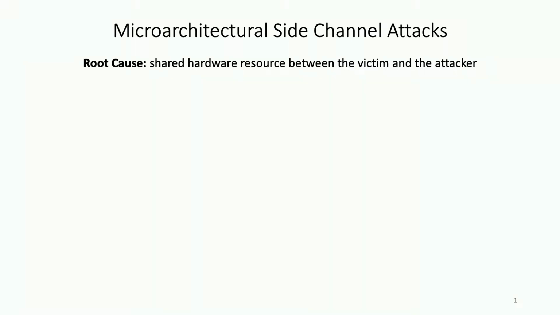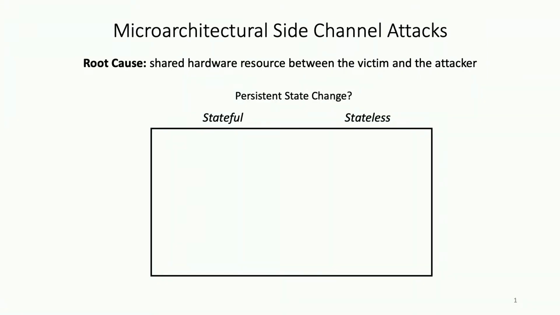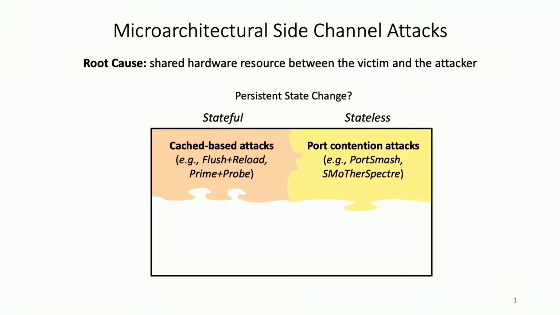Depending on the types of the resource, we can classify channels by two orthogonal dimensions. The first dimension is whether it's a stateful or stateless channel. A stateful channel encodes information through a persistent state change, like cache-based attacks, while a stateless channel encodes information through temporary resource contention, like port contention attacks.